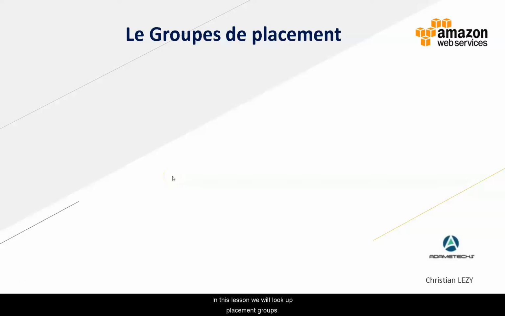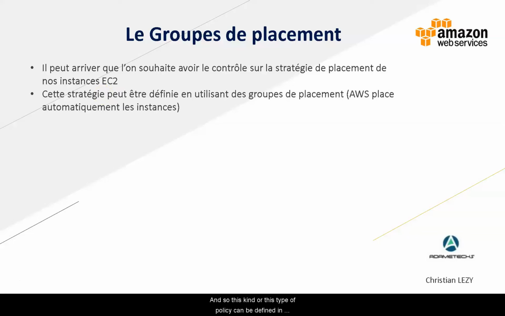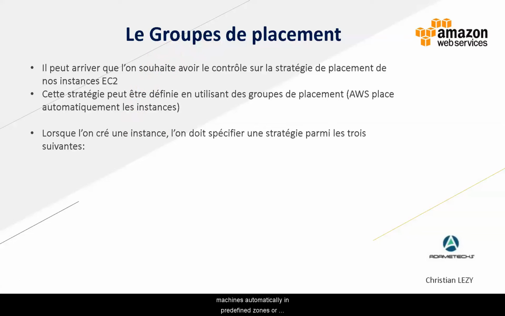So in this lesson, we'll look at placement groups. From time to time, when we create our instances, we may need to put them on a certain availability zone in order to improve performance, or to guarantee high availability, or even to protect ourselves from failure. And so this type of policy can be defined in placement groups. Either you place your machines, or you place the machines automatically in predefined zones, or automatically in a random fashion.